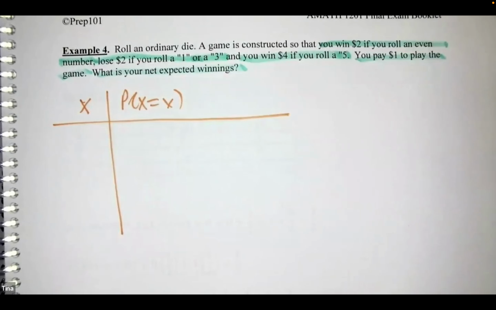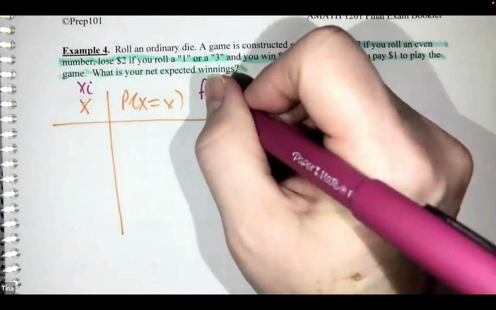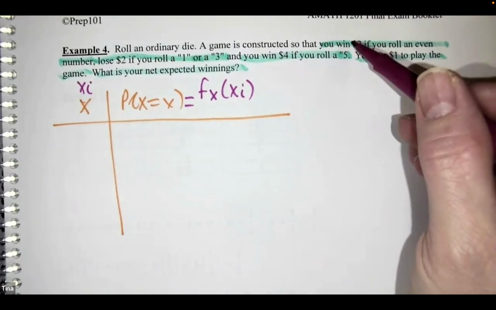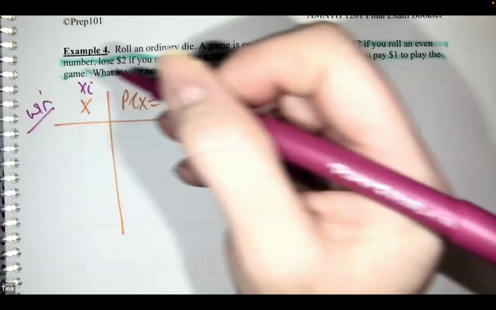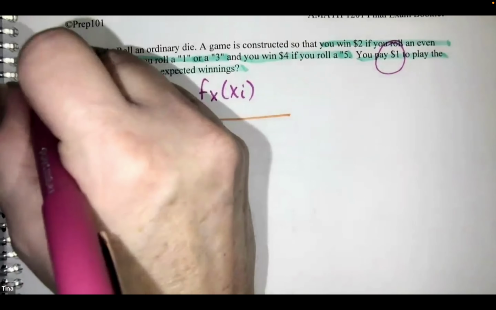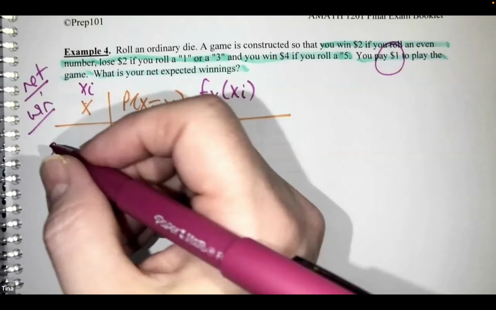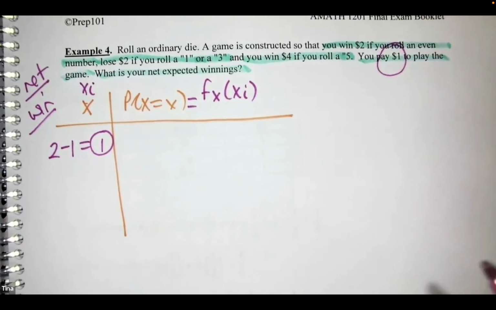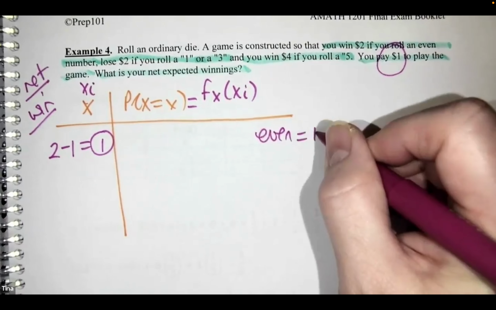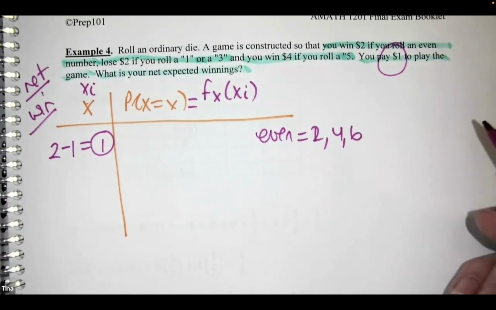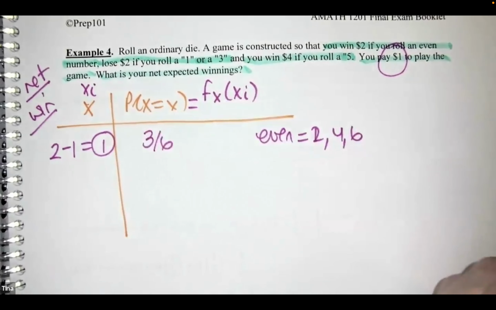So this is like, you can say xi, same thing. So your x values are, what can you get? Well, it says I can win $2, this is winnings, but I also have to pay $1 to play. So if I want to think about my net winnings, then I really can't win $2 because I had to pay $1, so I'm really only ahead $1. When does that occur? Well, that's an even number. So on a die, that's a 2, a 4, or a 6. So what's the probability of rolling 2, 4, or 6? That's 3 cases out of 6, right?